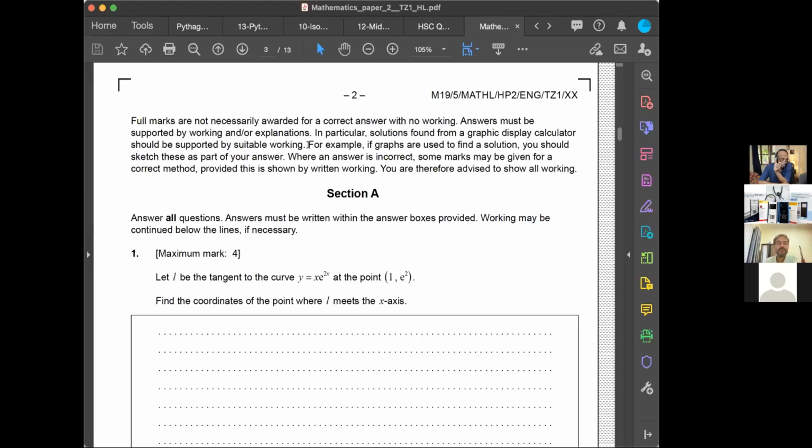And again, what do they define working as? For example, if graphs are used to find a solution, you should sketch these as part of your answer. So that sketching of the graph is also considered as working. It need not just be an algebraic thing. You can even use the sketch of the graph if you're using that in the exam, and that will also be considered as working.